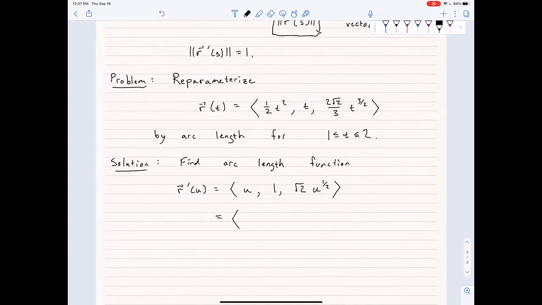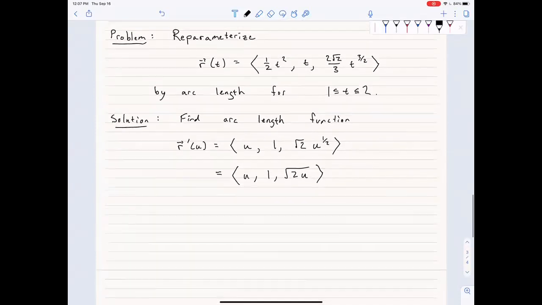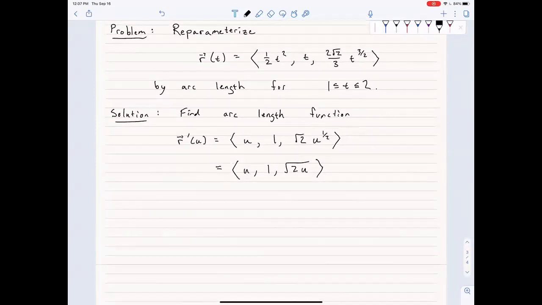So okay, let me just write this. This is 1, and then I can put this as 2 over the screen. I know my value u is going to be between 1 and 2. Okay, so now I can find the speed and take the norm, take the magnitude of this guy. And I just sum the squares. So I get u squared plus 1 squared plus 1 plus 2u.